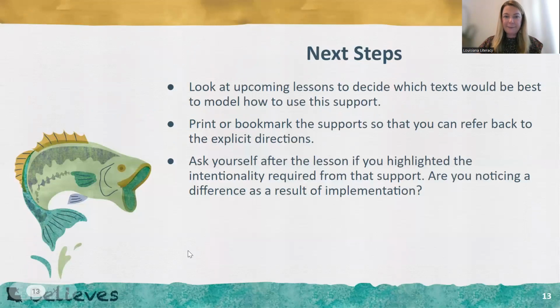So some next steps. I want you to look at upcoming lessons to decide which text would be best to model how to use this particular support. Throughout the series, I've really tried to use different content areas to model from. I've used science, I've used social studies, I've used ELA. I didn't use any math. Sorry, math teachers, I'm going to have to do smart math. But each content area is going to have a great text to do this from.